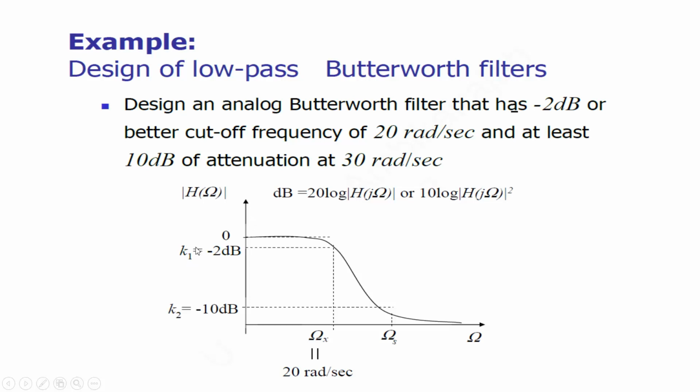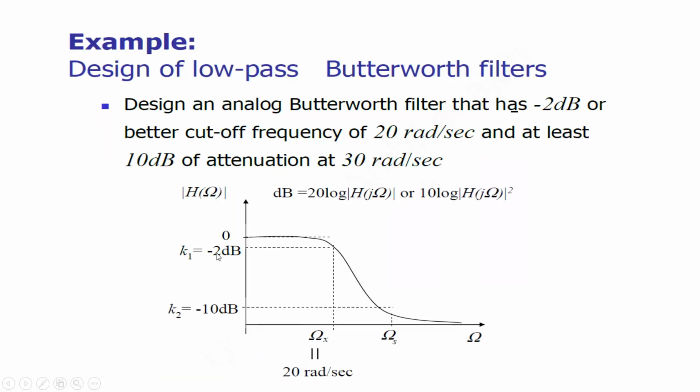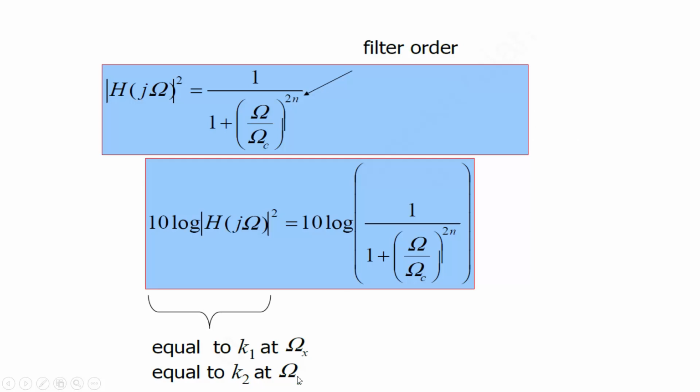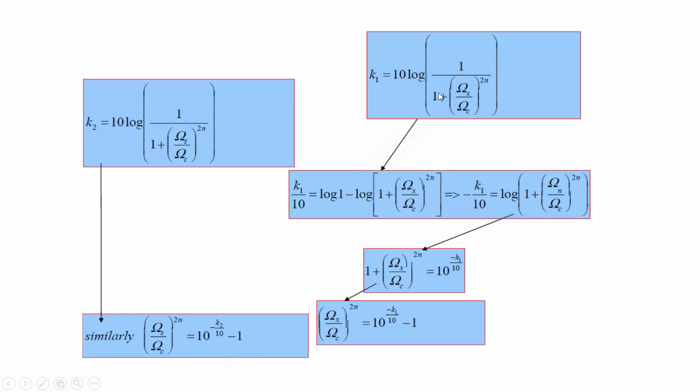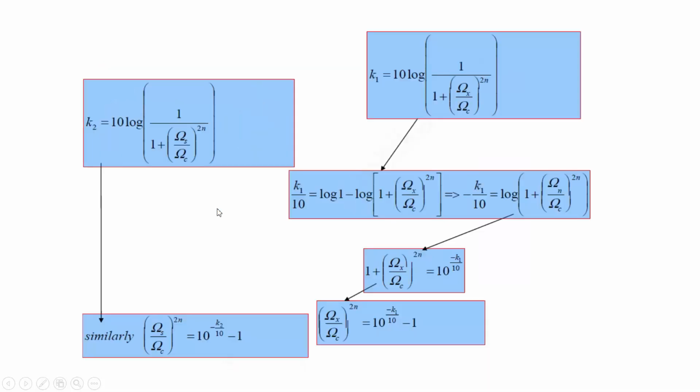We can use them for the others also. So k1 is -2 dB, and k2 is -10 dB. I will use here k1 at omega x, and k2 is -10 dB, which is at omega s. So one is at x, the other is at s. Let's try to look at this side. Let's say this is k1, because this thing is 10 log |H(j omega)| squared. So we are given that it is -2 dB. So that means the whole value is -2 actually. That means it is k1.